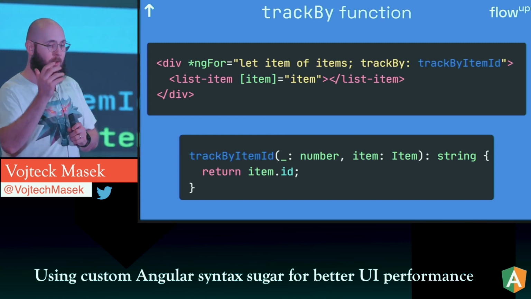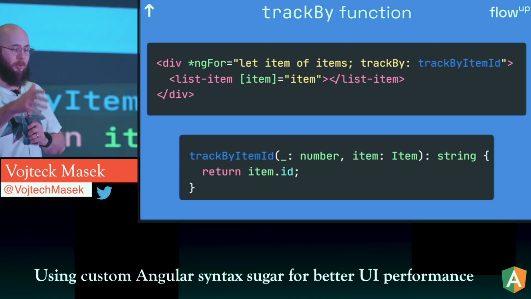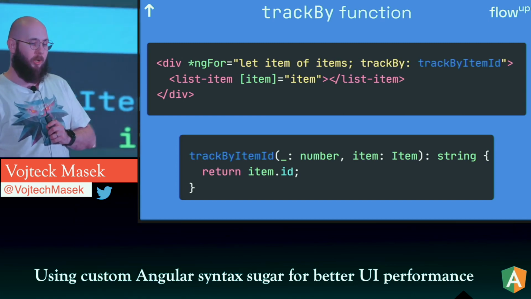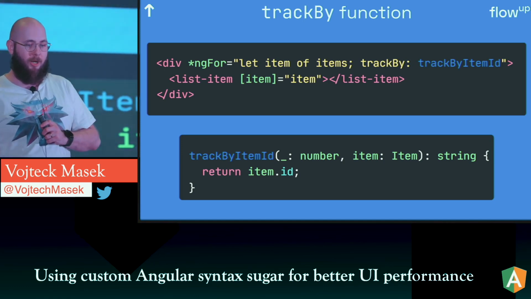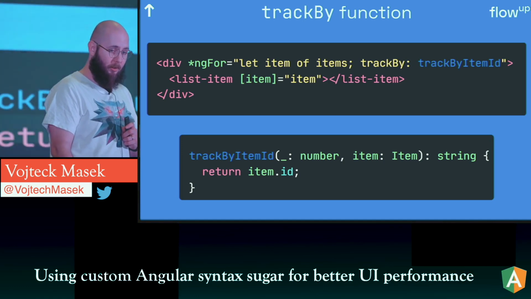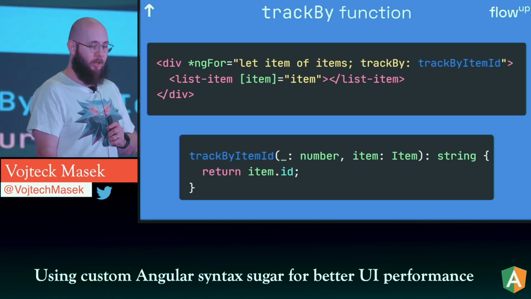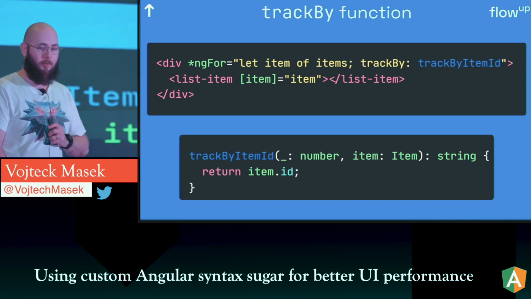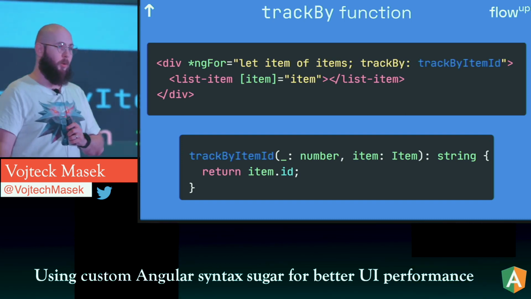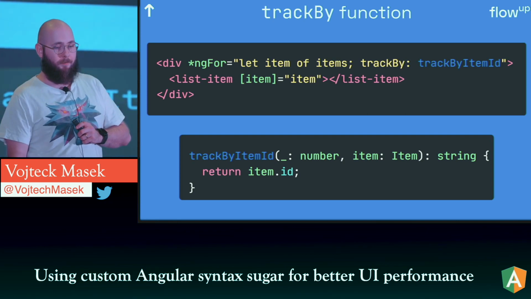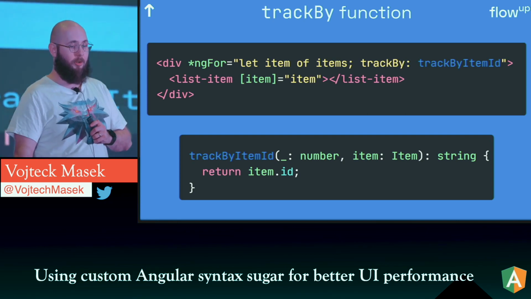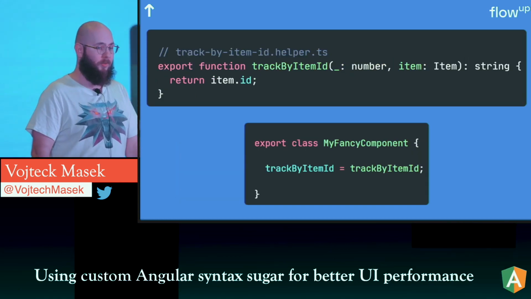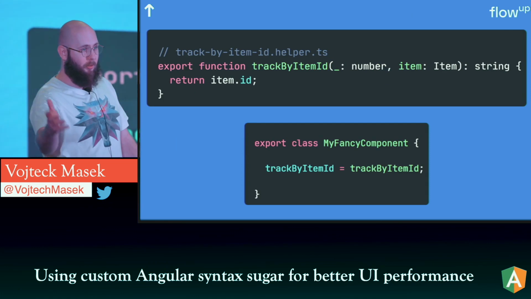Nothing very complicated. The same color-coded stuff means that it is the reference to that function. You specify a track by, give it a reference to that function, and that function will take the item, return the ID of that item, and that will be used for validating the track by changes.